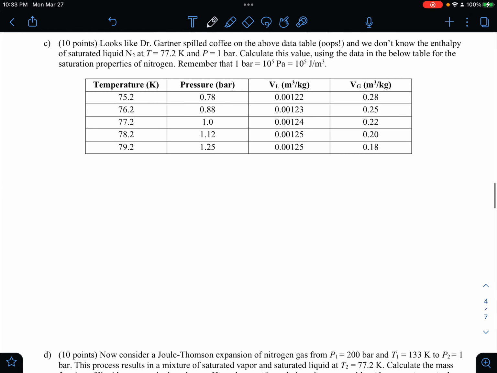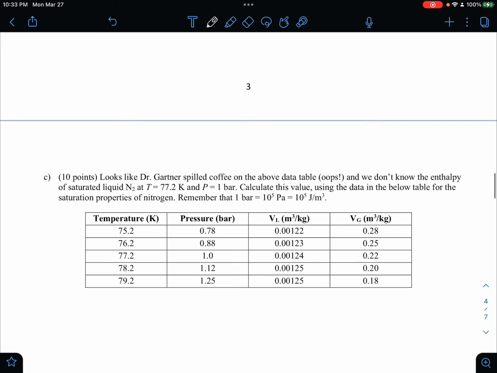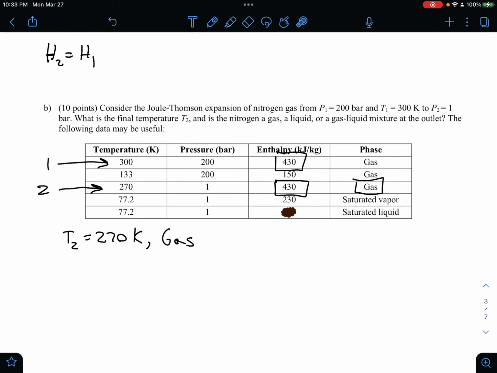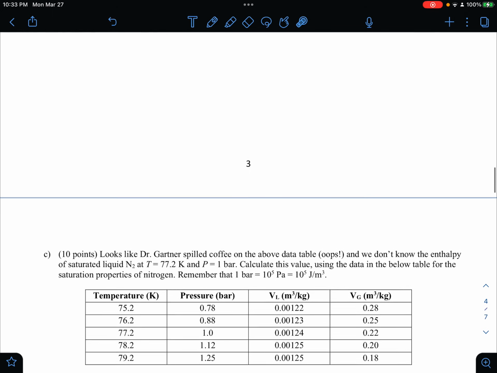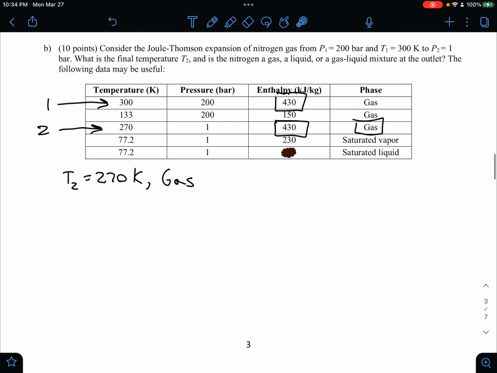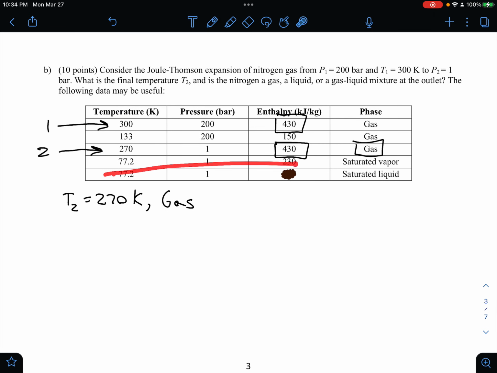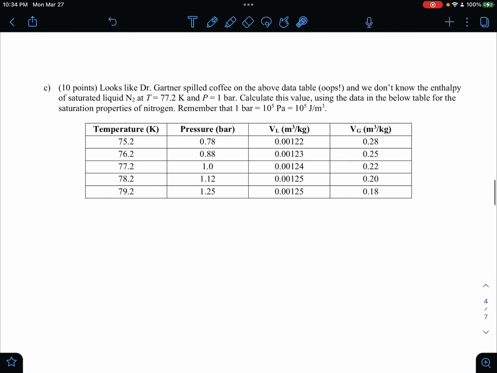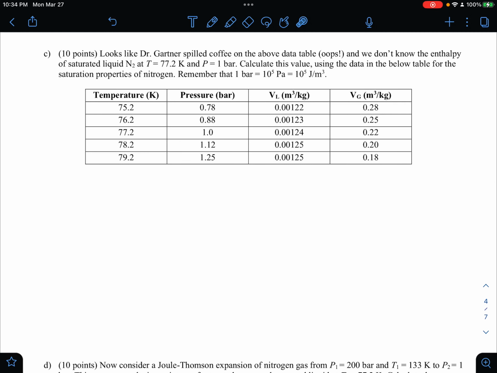And part C, Dr. Gartner spilled coffee on the above data table. Oops, oh, that must be this. That's a rather small amount of coffee. We don't know the enthalpy of saturated liquid nitrogen at T equals 77, P equals 1 bar. Okay, so under these conditions, we don't know the enthalpy. I don't yet see why we would want it, but okay, calculate this value. Okay, so now we know why we want it because the question's asking it.